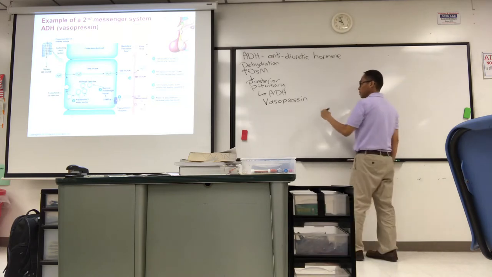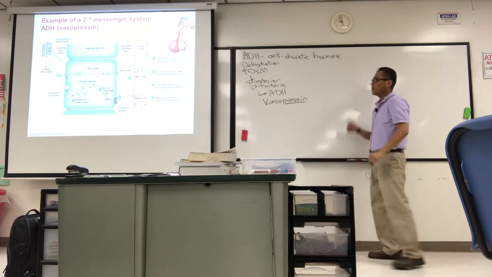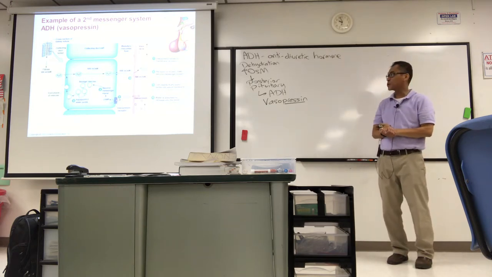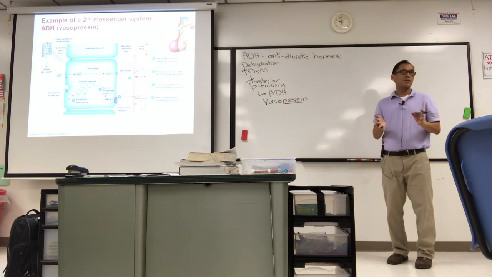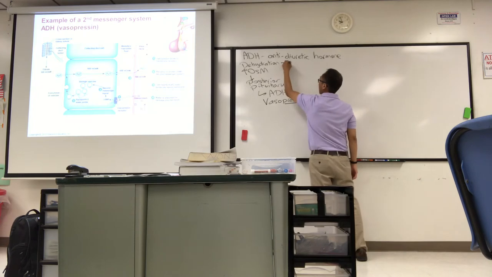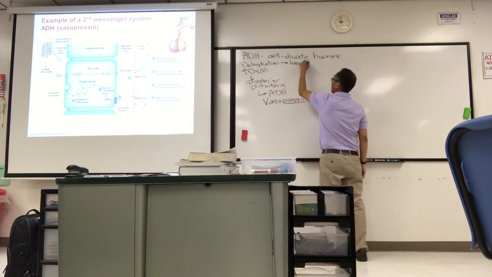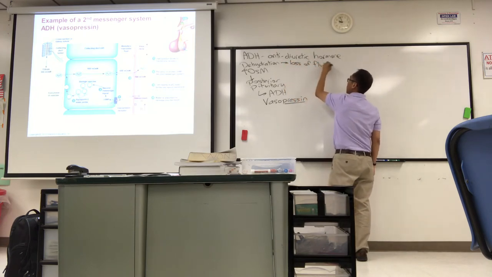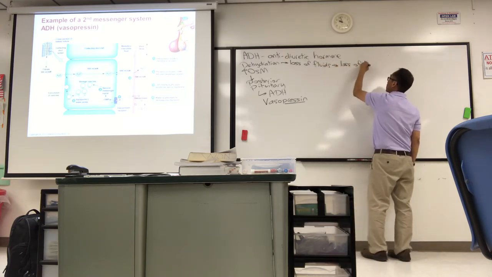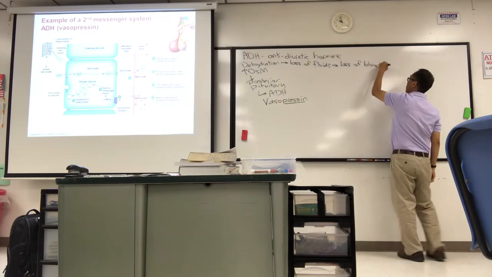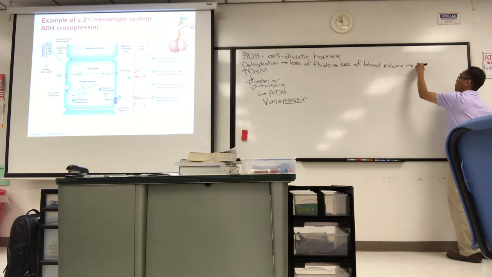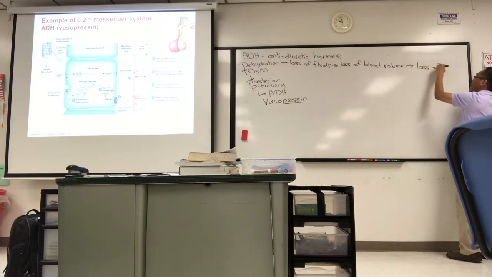An alternate name on this slide, they use vasopressin. In physiology, pressin always means an increase in blood pressure. So let's think for a second about blood pressure. When you're dehydrated, you've lost fluids somehow. So you may have lost blood volume, which will lead to a loss of blood pressure, BP.